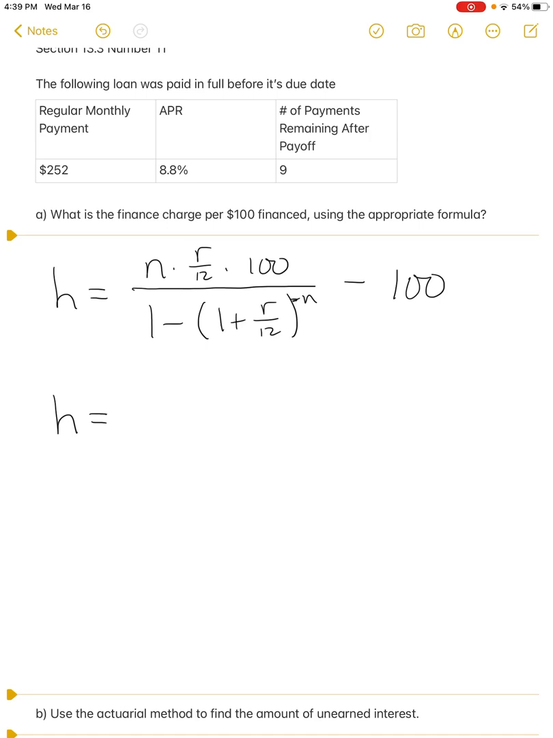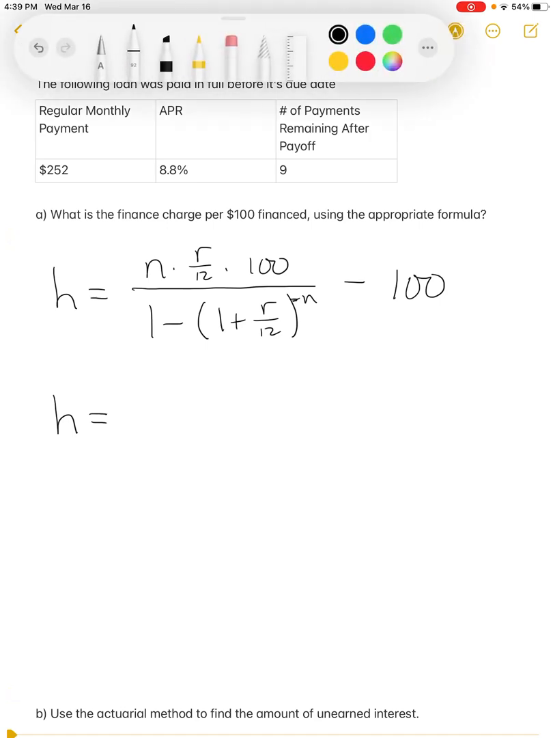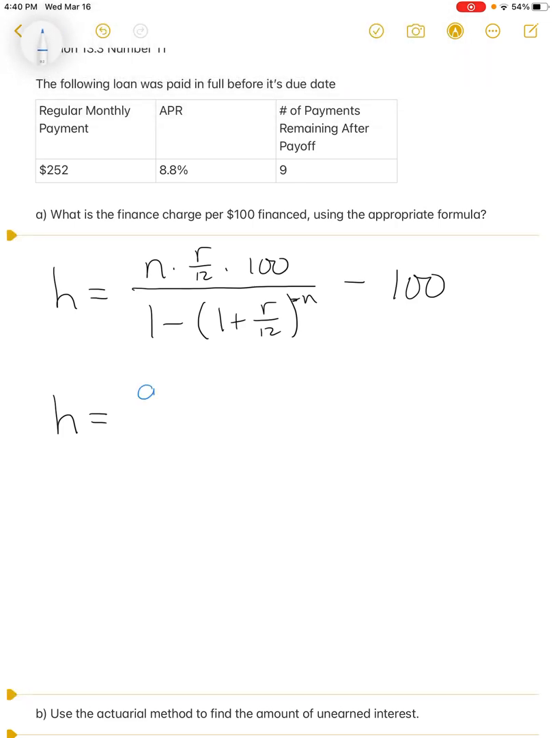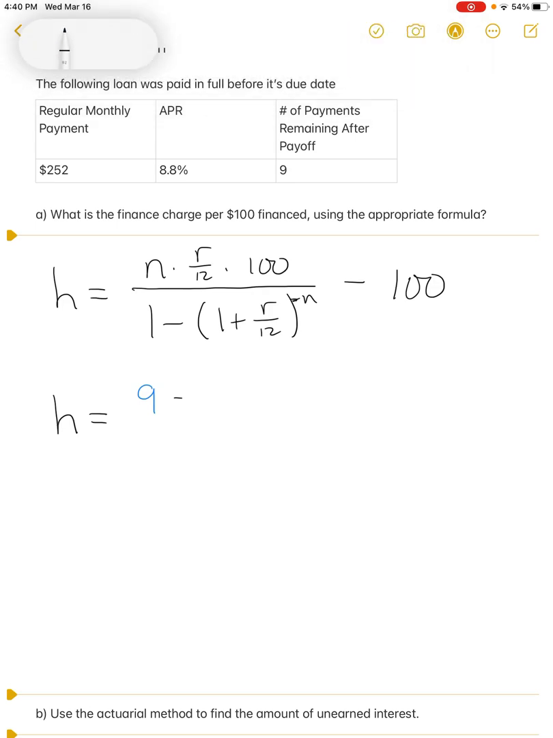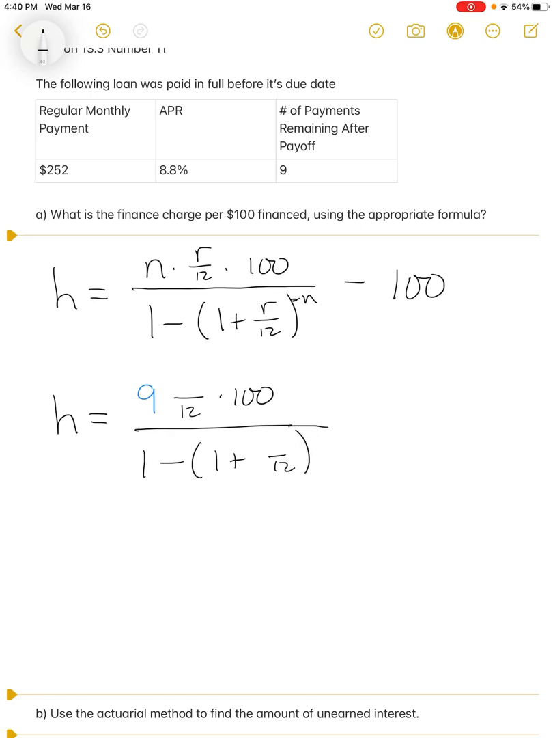So in this case, and I'll use a different color here as I substitute in, N is 9, the 9 remaining payments. R is always the interest rate. So as we go here, this is R over 12 times 100 all over 1 minus 1 plus R over 12 to the negative N. So what I'm doing here is putting in all the stuff that's just stagnant. No matter what the numbers are, those would be there.